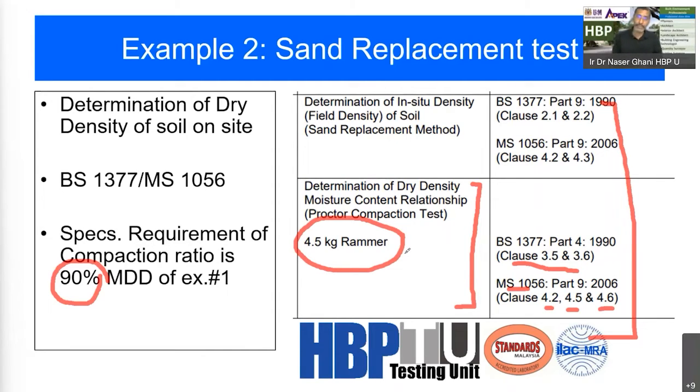So this test, or the benchmark test, is done in the lab, and the HBPTU lab is capable of doing this. You can come and visit the lab and see the operation. And same thing, if we need to go to the site to verify the site, we will also be able to go to the site and carry out the field density test using the sand replacement method.